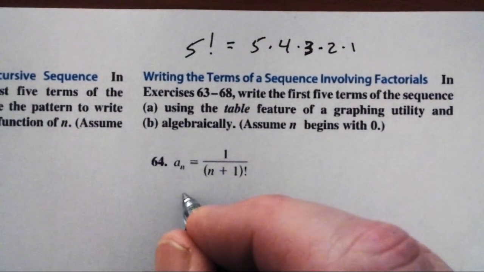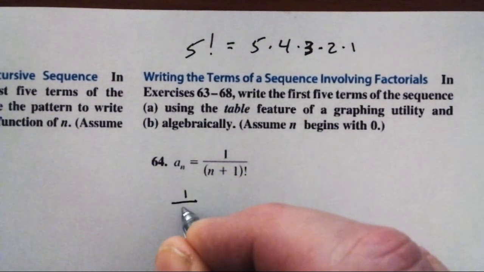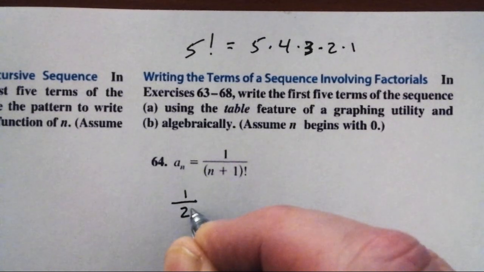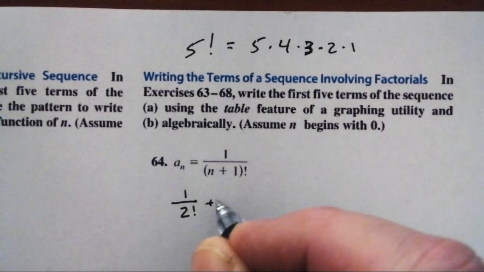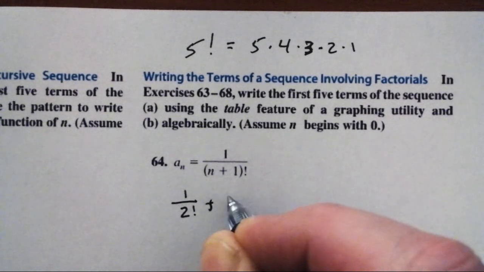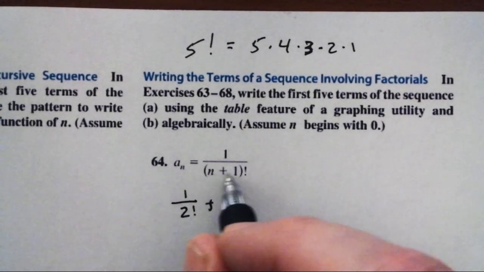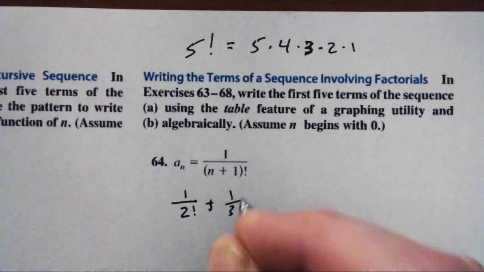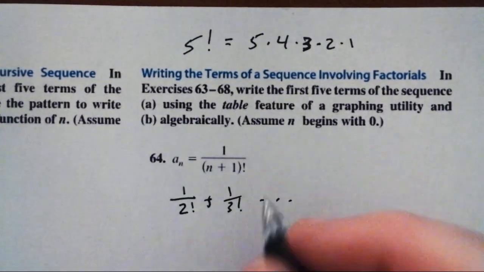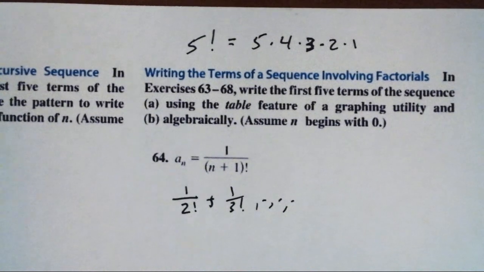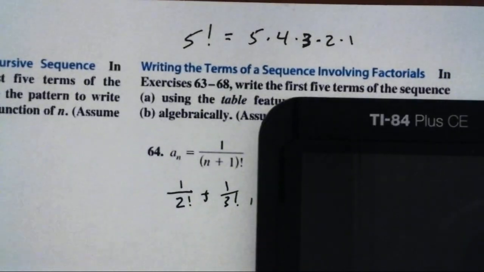We write the first 5 terms. So this would be 1 on 2 factorial, comma, 1 on, the first term, when I put in 2 in here, I get 1 on 3 factorial, comma, and so on. Anyway, let's go ahead and do this with the calculator.